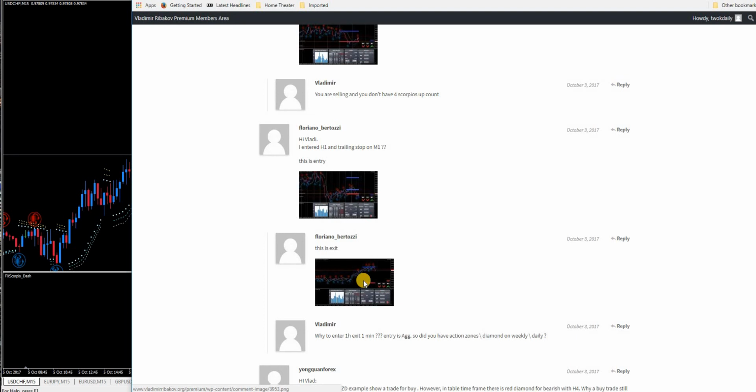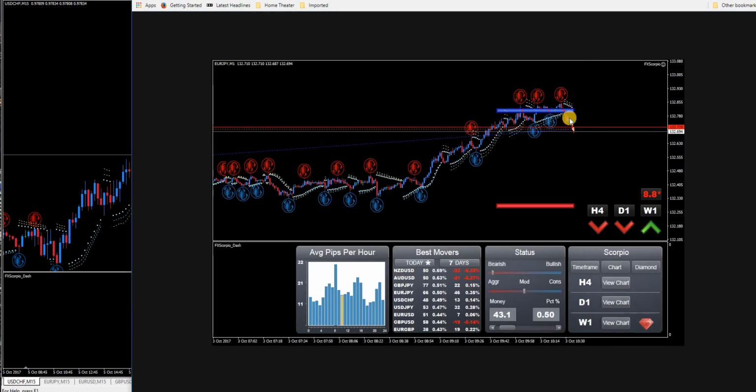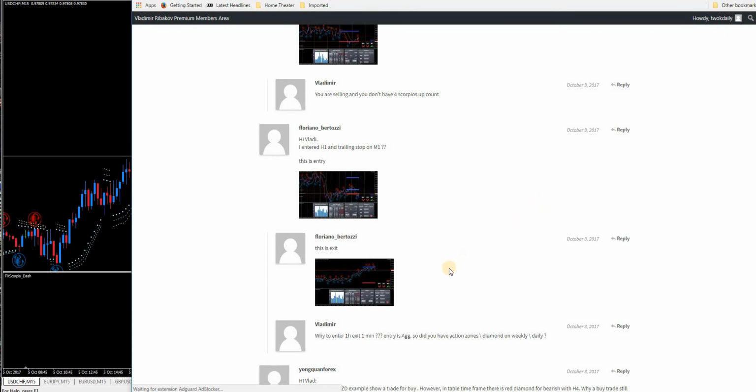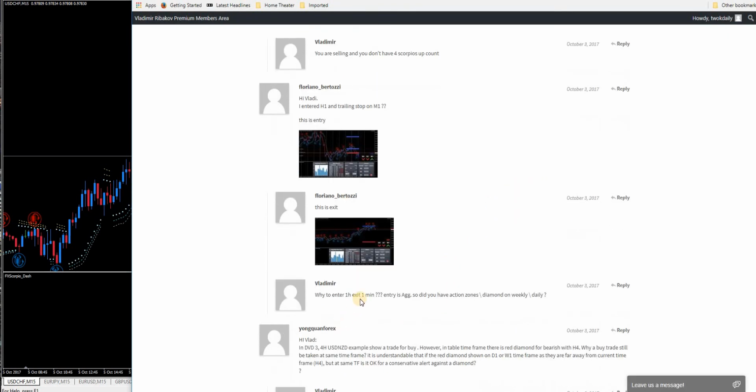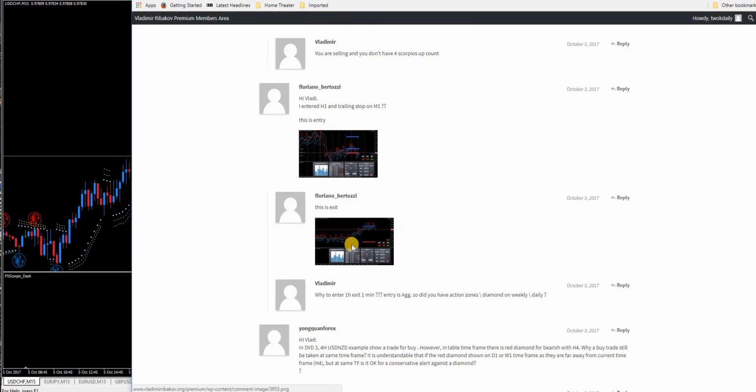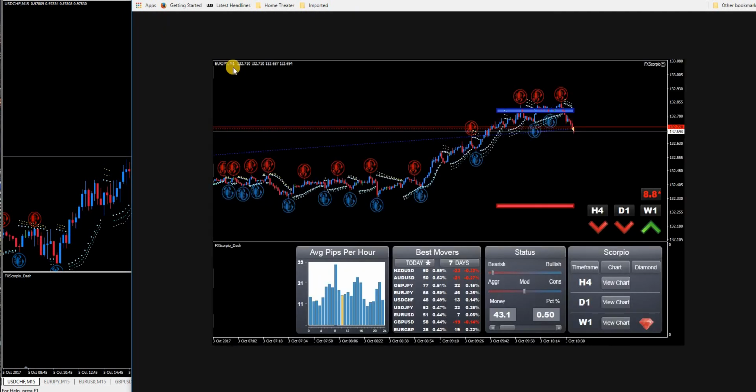He says this is exit. All right, so it looks like he came down and hit his stop. So what I've been getting is that the lower time frames definitely don't work as well as the higher time frames. Why to enter 1H, exit 1 minute. Entry is aggressive. So did you have action zones, diamonds? I'm pretty sure this said one. Okay, so this was a 1 hour entry. And did he switch to a 1 minute chart to exit the trade? Yeah, 1 minute chart. That is very interesting.